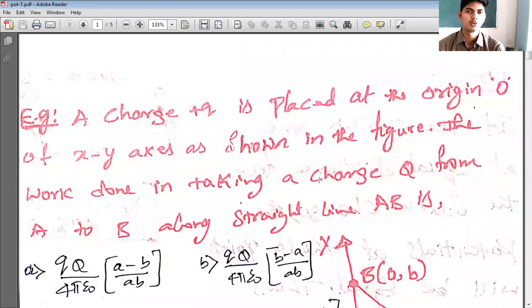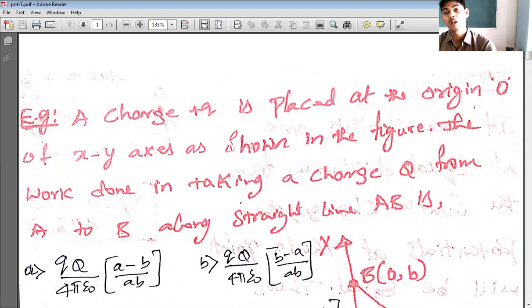See, in the last class, I told you that work done in carrying a charge from one point to another point in an electric field is independent of the path followed by the charged particle. It does not depend upon the path followed by the particle, whatever may be the path. If the initial and the final positions of the charged particle are the same, work done will be the same along all the possible paths.